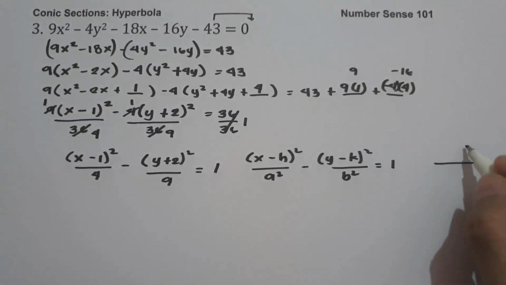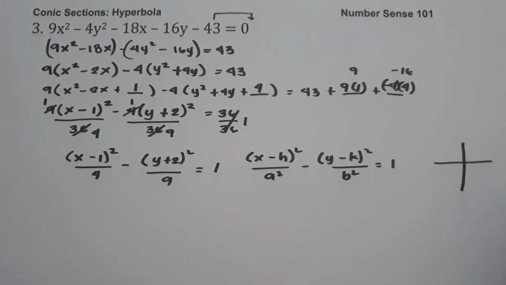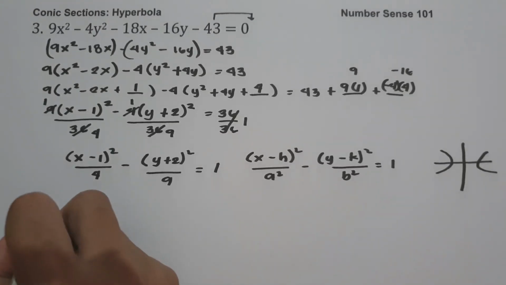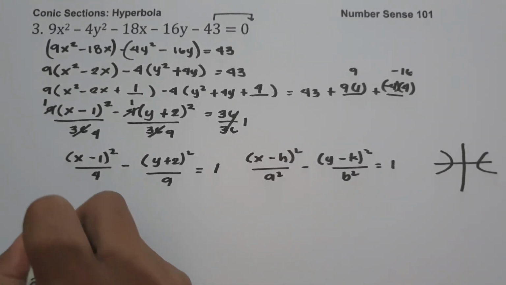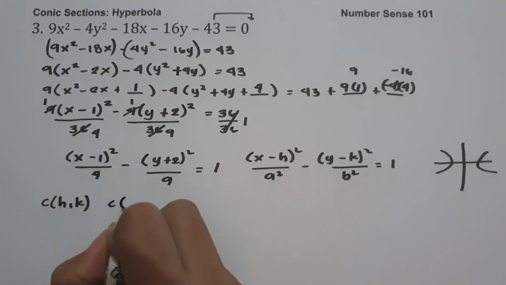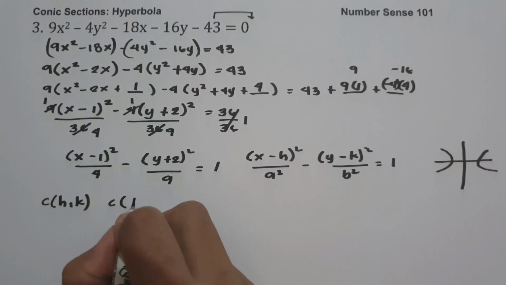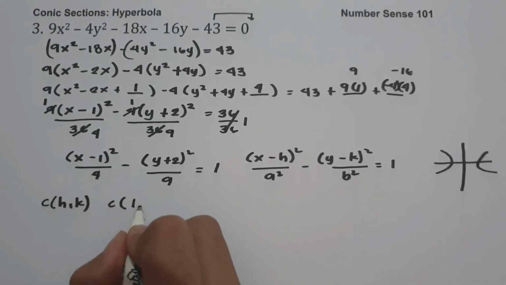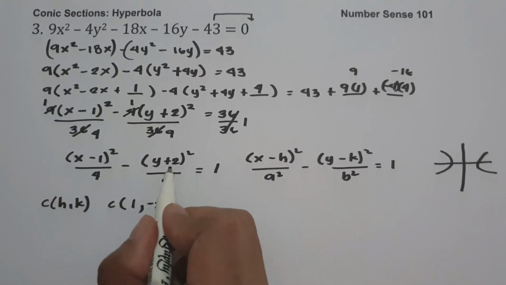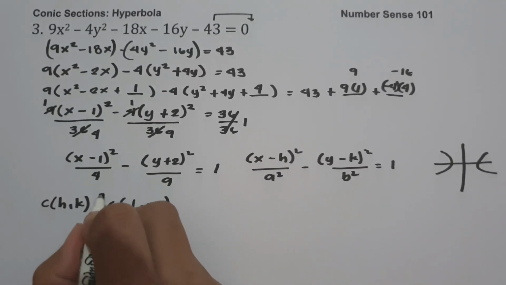It will give us the idea that our hyperbola is horizontally oriented. So let us determine the center of our hyperbola, that is h and k. So the value of h, that is 1, that is the opposite sign of negative 1. The value of k, that is negative 2, that is the opposite sign of positive 2. So this will be our center.